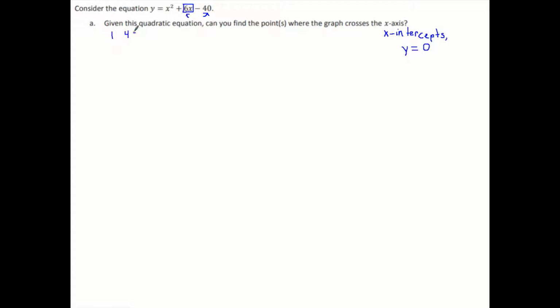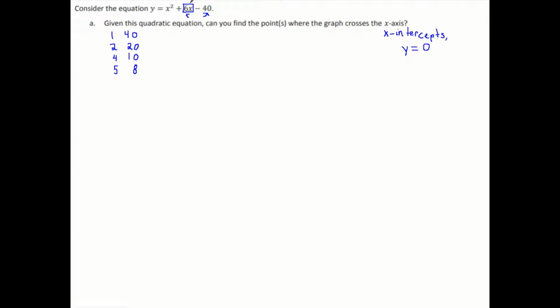So let's list off all of my factors of 40. I've got 1 and 40. I've got 2 and 20. 3 doesn't work, but I've got 4 and 10. I've got 5 and 8. 6 doesn't work, 7 doesn't work, and 8 we already have listed. So these are all of my factors of 40. Now, since we have negative 40, I know that I need one of my numbers to be positive and the other number to be negative.